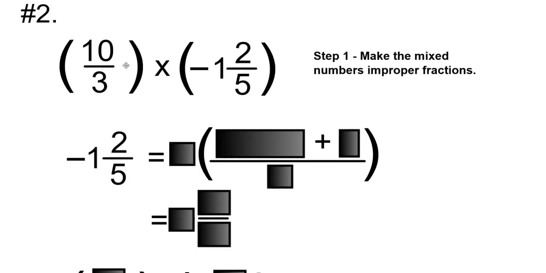Number 2. 10 over 3 times negative 1 and 2 over 5. Step 1, make the mixed numbers improper fractions. This is a mixed number, so we'll make this an improper fraction. The negative sign will stay there.